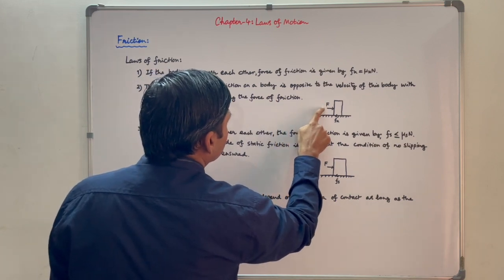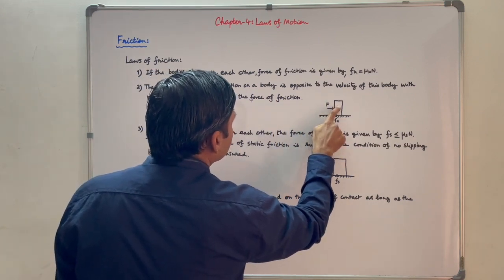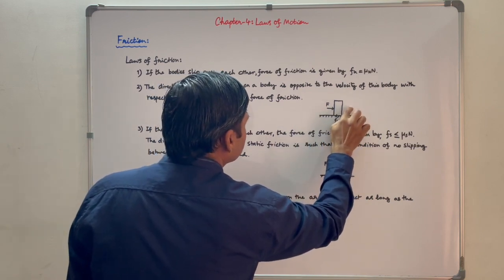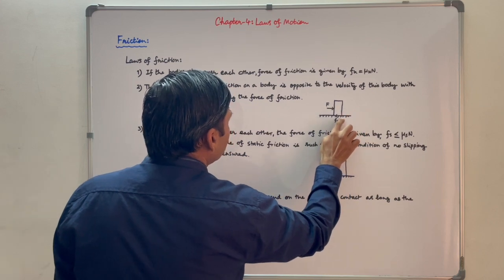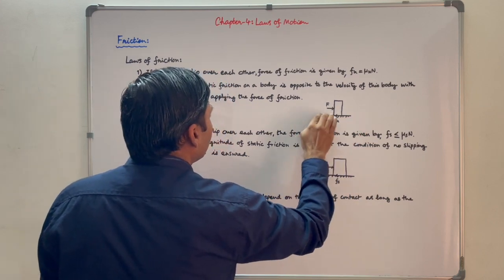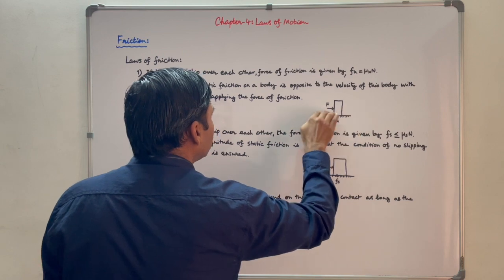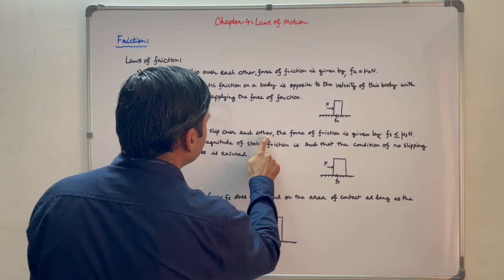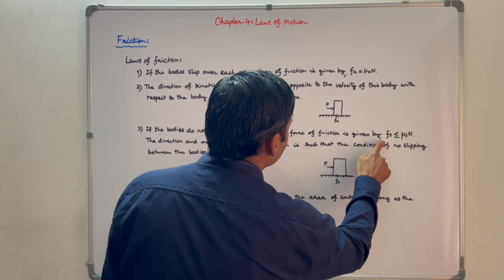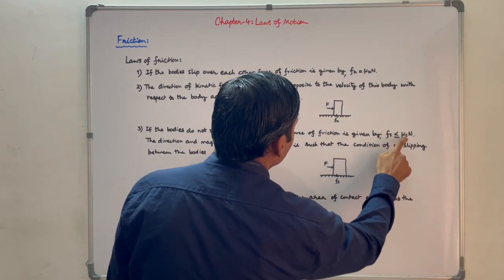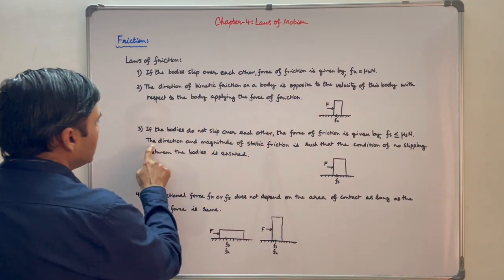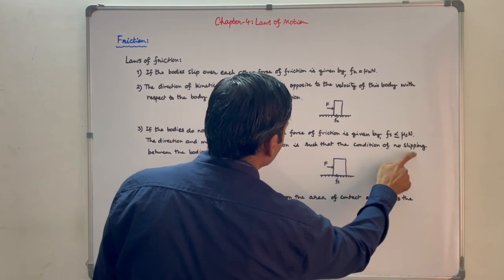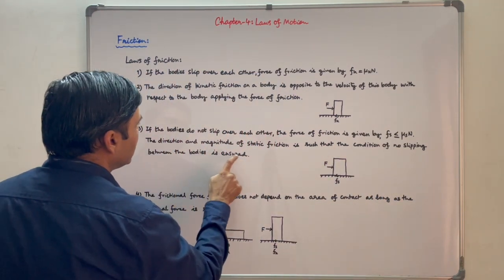Second point, the direction of kinetic friction on a body is opposite to the velocity of this body with respect to the body applying the force of friction. Suppose force F is applied on a block. As a result, it starts moving on this surface towards right with velocity v. Then this surface will apply friction force Fk on this block in the direction opposite to its motion. Third point, if the bodies do not slip over each other, the force of friction is given by Fs is less than or equal to μs into N. The direction and magnitude of static friction is such that the condition of no slipping between the bodies is ensured.